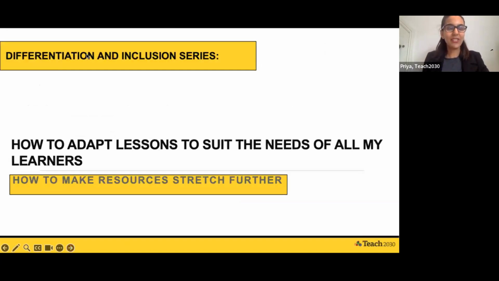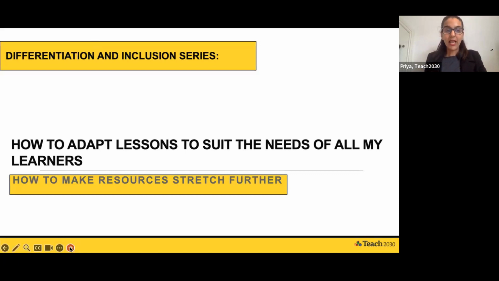What are we focusing on in our final workshop? Focusing on differentiation and inclusion. So we're looking at how to make resources stretch further. We know focusing on this is a particular area of struggle for many of our educators. So we're going to be focusing on this particular area, how to make resources stretch further and how to navigate that within your classroom too when it comes to your planning as well.